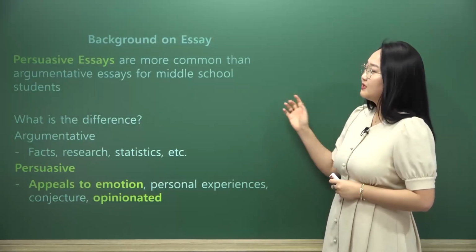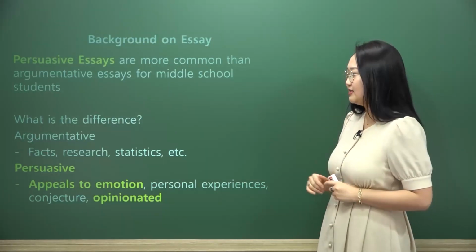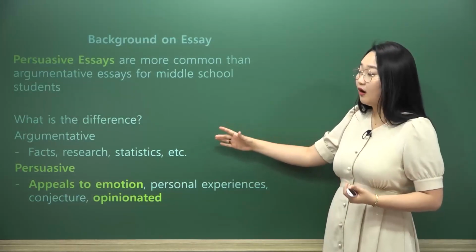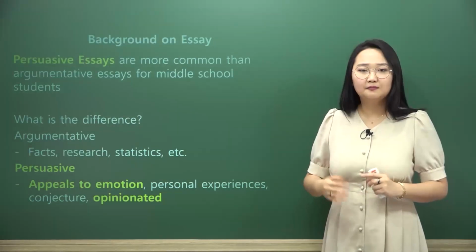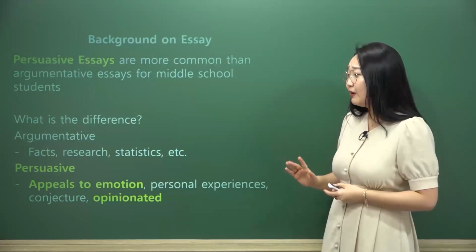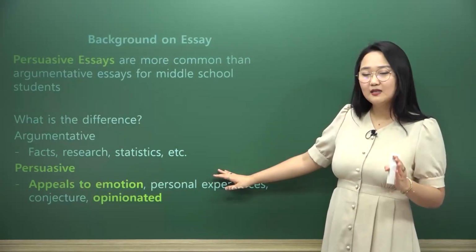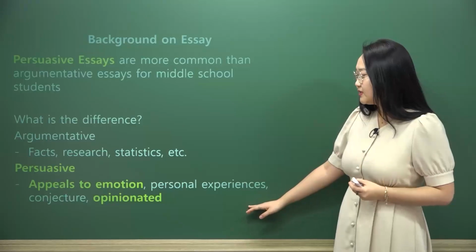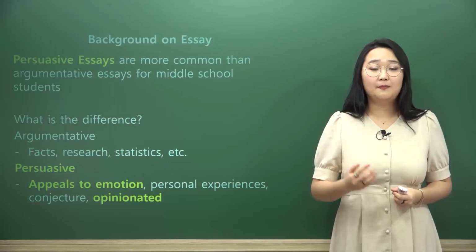For the persuasive essay in particular, let's talk more about it. Persuasive essays are more common than argumentative essays for middle school students. This is a little point I want to stress in a second. But what is the difference between argumentative and persuasive? Well, argumentative essays, as we have just discussed, really need the facts, the research, the statistics, to make sure it gets to that argumentative level, and it has to be impersonal. However, persuasive, as I mentioned earlier, is also like a sister essay. It's a type that's very similar to, but not quite the same as argumentative, for a number of reasons. We have the appeals to emotion, the personal experience, conjecture, and most importantly, it is opinionated.